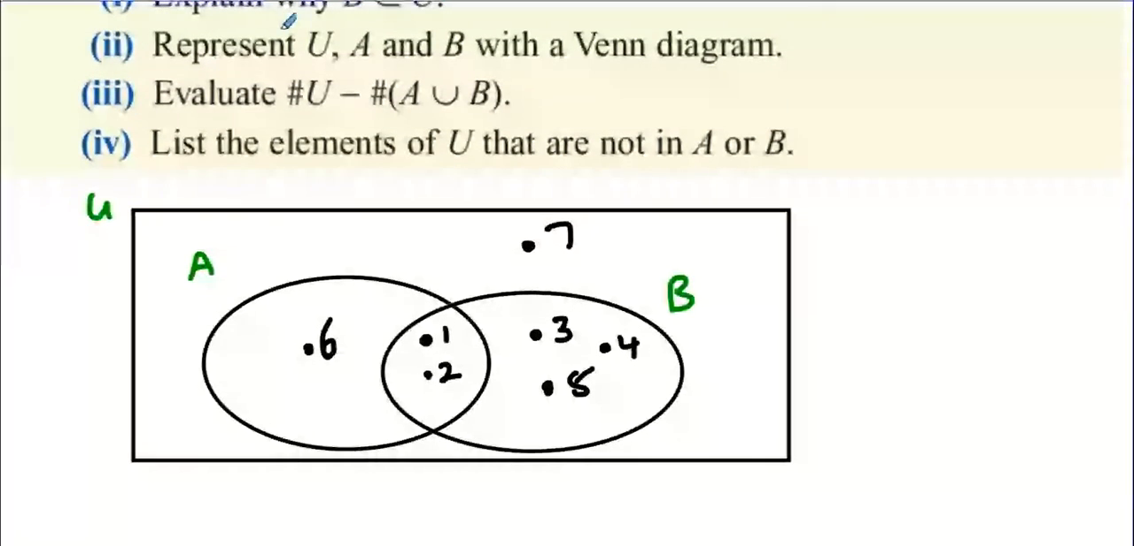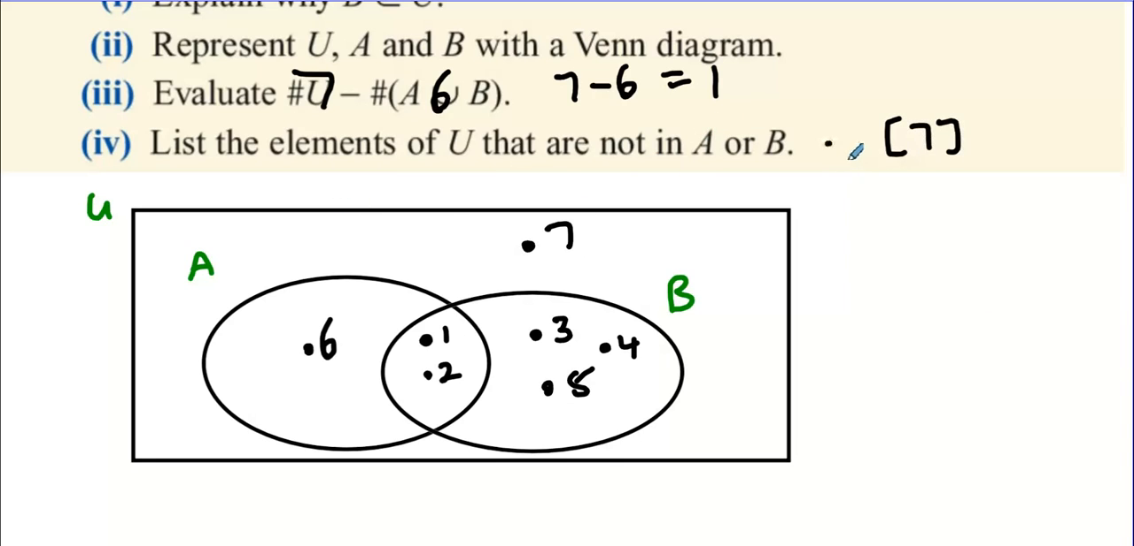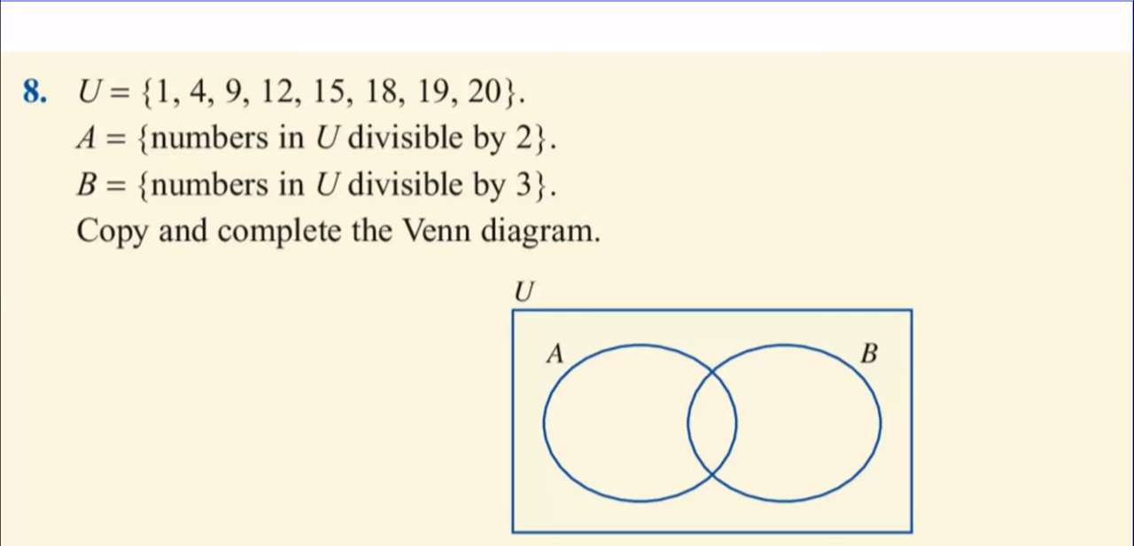Evaluate the cardinal number of U. The cardinal number of U is how many elements are inside of U. So it's 1, 2, 3, 4, 5, 6, 7. 7 numbers in U. And what's inside A union B? 1, 2, 3, 4, 5, 6. So 7 take away 6, which is 1. List the elements of U that are not in A or B. Simply 7. Okay, that's question 6 done.